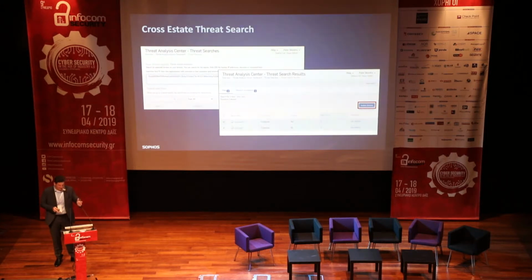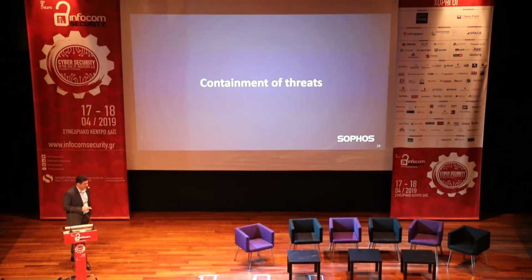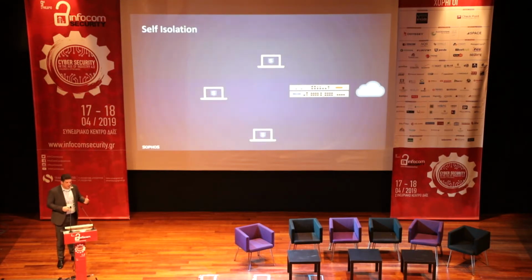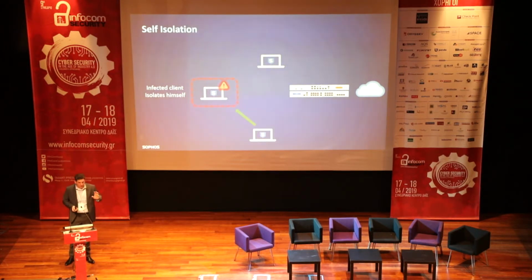Since I have only a few seconds left, let me talk about the containment of threats. That's also important. We want to prevent the threats from spreading within the network. How do we do that? We have one feature called self-isolation, meaning that whenever an endpoint spots something suspicious happening on its box, some strange processes running, we are capable of isolating this endpoint, meaning the endpoint is not able to communicate anymore, outbound or inbound. It's completely isolated until we clean up the mess.